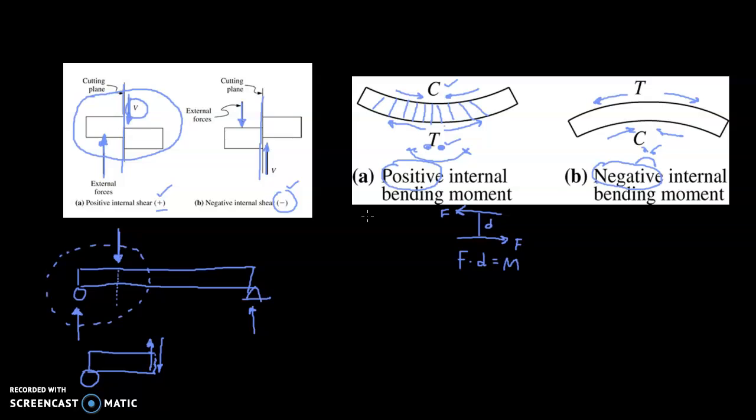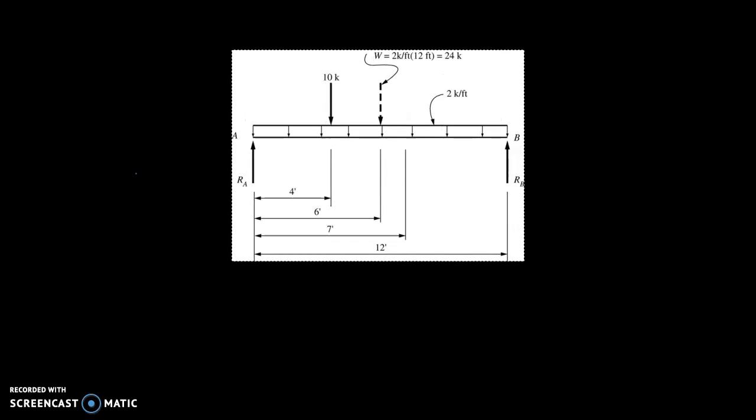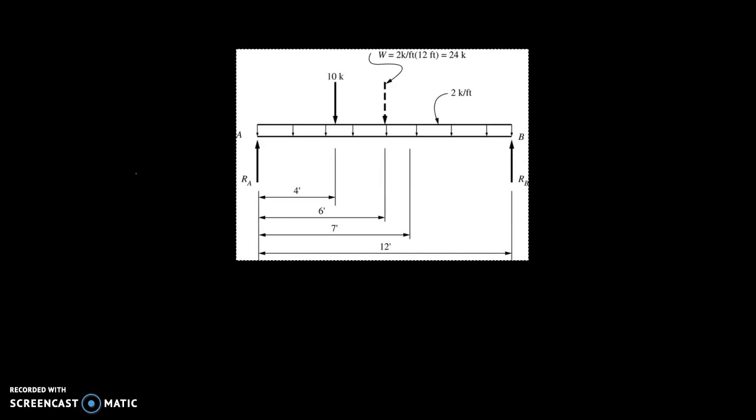Let's start by looking at an example where we are asked to find just, at one point, the shear and the moment. This is example 13.4 from the textbook. We have a simply supported beam that has a uniformly distributed load of 2 kips per foot and a single point load of 10 kips.